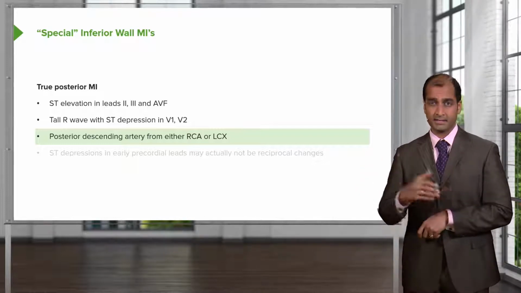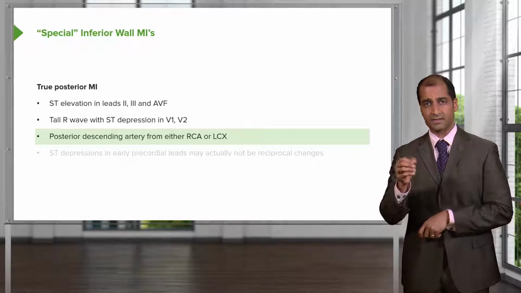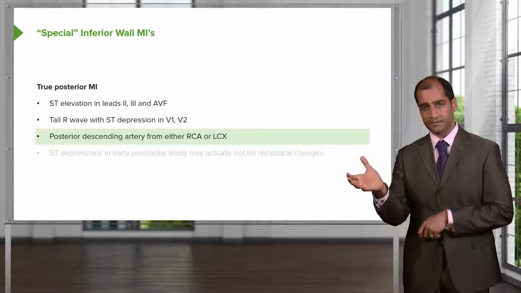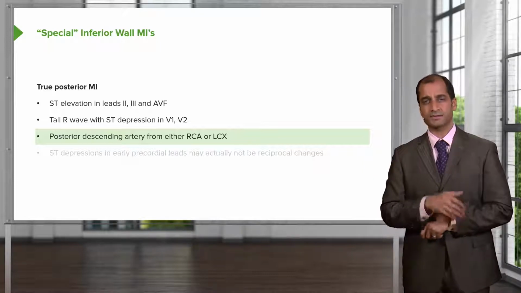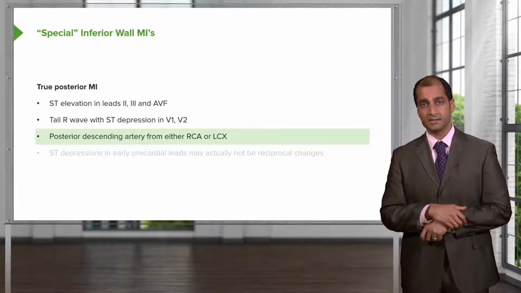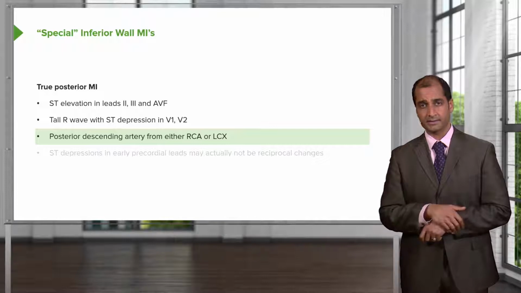is what is it that dictates or determines whether you're right dominant or left dominant? It is the posterior descending artery. If it arises from the RCA, obviously your patient is right dominant. If it arises from your left circumflex, your patient is left dominant. The majority of your patients will be right dominant. Keep that in mind. It'll help you.